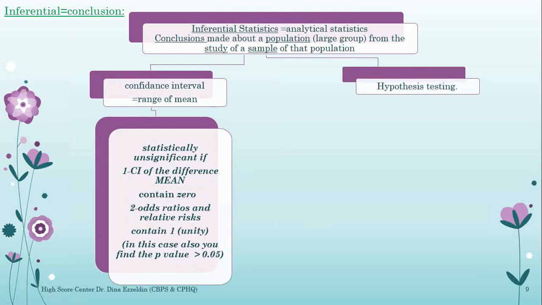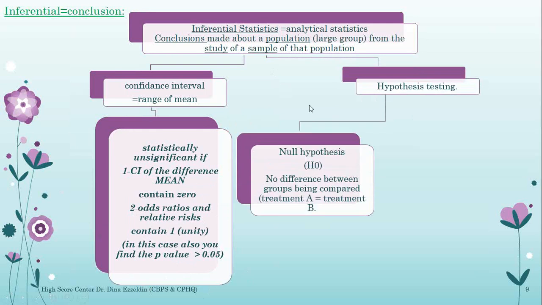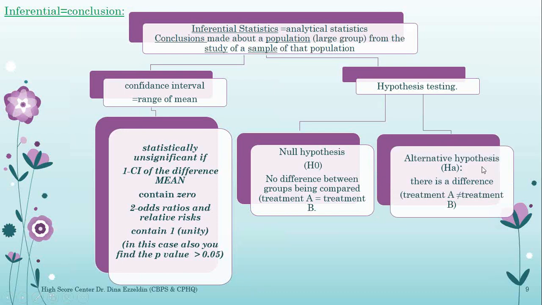The other way to generalize the result to the population, or to express the conclusion of the data, is hypothesis testing. Hypothesis testing involves the null hypothesis and the alternative hypothesis. Null means nothing, so the null hypothesis means that there is no difference between the two drugs, no difference between drug A and drug B. The alternative hypothesis means that there is a difference between drug A and drug B.